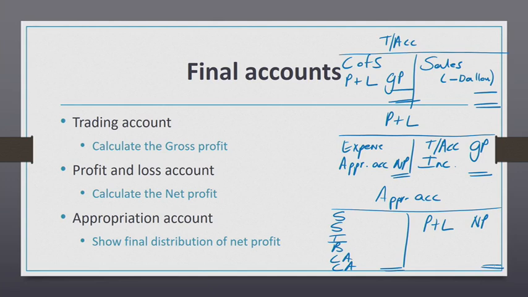Sole trader, partnership, trading account stays the same. Profit and loss exactly the same except for this part, where we don't transfer the net profit to the capital account but to the appropriation account. And obviously the appropriation account is new in partnerships, because we have to show how we distributed the net profit between the partners.